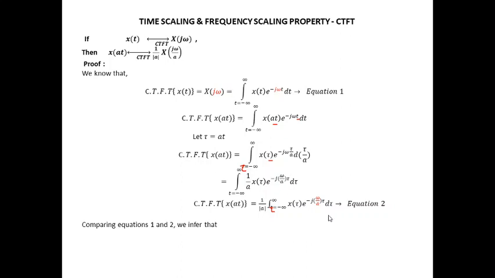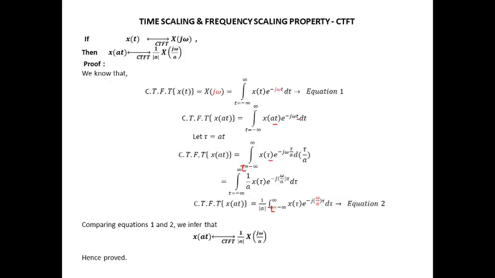Comparing equation 1 and 2, we can infer, just as in the previous one, that you can take this 1 by mod a inside. You will see that the Fourier transform of x of at will be 1 by modulus of a times x of j, and instead of omega you will get omega by a. Because in equation 1 you have omega here, and here it is omega by a. So you will get x of j omega by a. So this is 1 by modulus of a, and hence it is obtained over here.